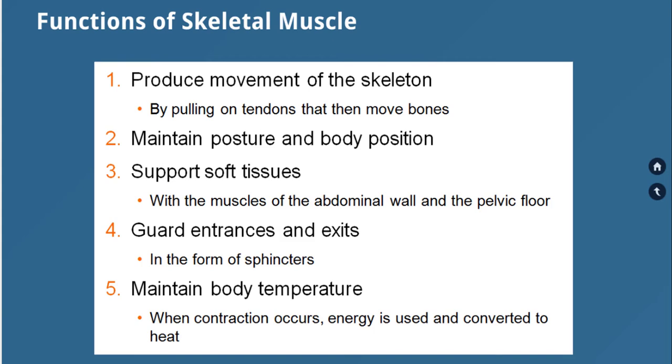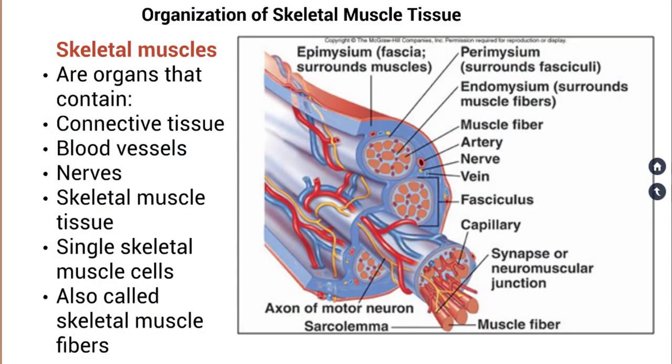Skeletal muscles, organization of skeletal muscle tissue. Skeletal muscles are organs that contain connective tissue, blood vessels, nerves, and skeletal muscle tissue.